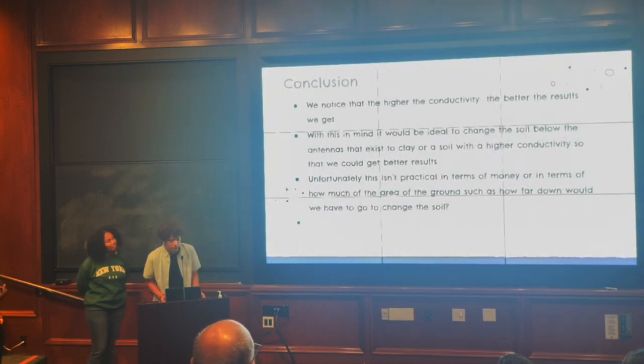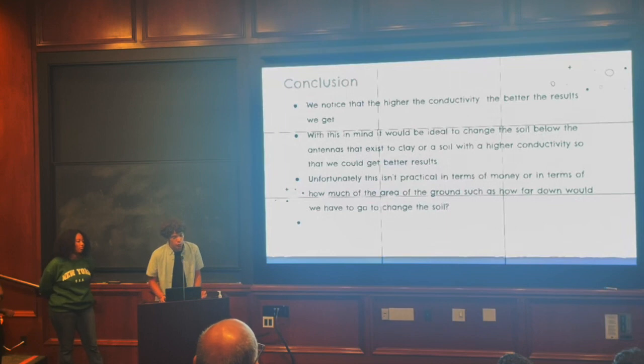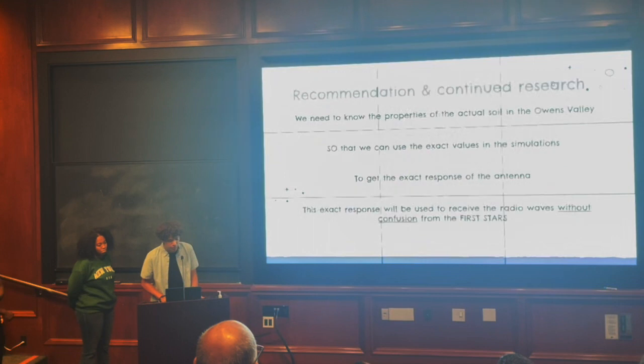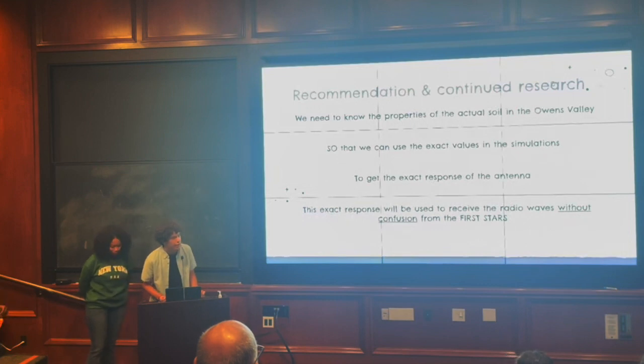Now, with all of the graphs in mind, we notice that the higher the conductivity, the better the results that we get. So with that, we could go up to the radio antennas and change all of the soil that is under the antennas. But unfortunately, we don't have the funds for that. And even if we did, we wouldn't know how deep we would have to go into the soil and change everything. So in the future, we recommend that the astronomers continue to find the actual properties of the soil so that we can use the exact values in the simulation so that we are able to get an exact response of the antenna. And that response will be used to receive the radio waves without any confusion from the first star.